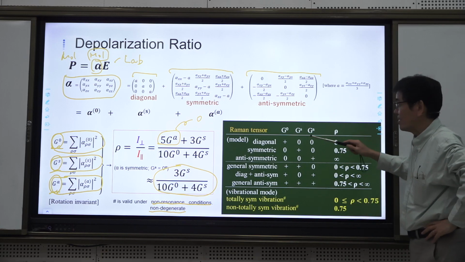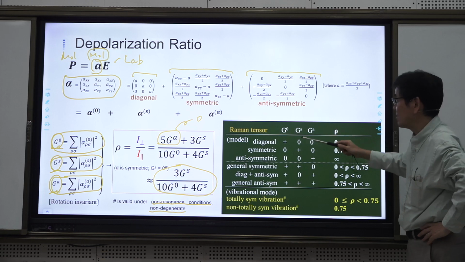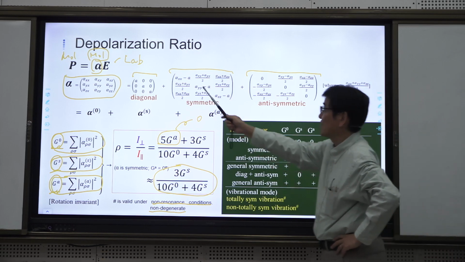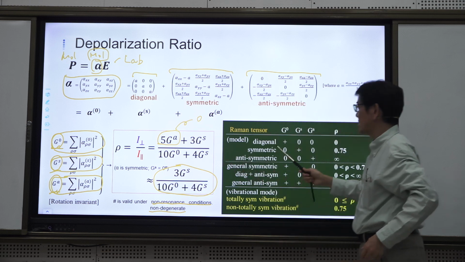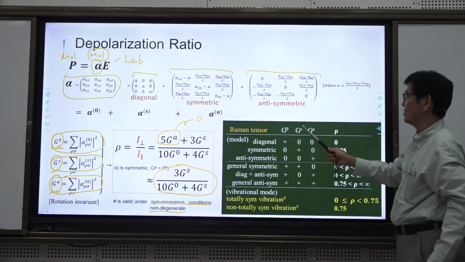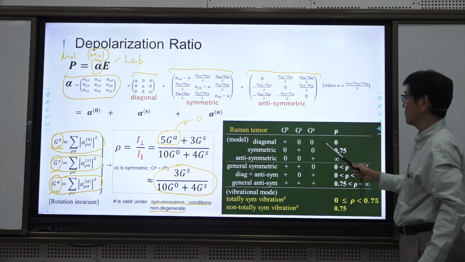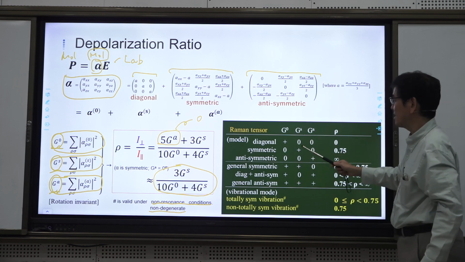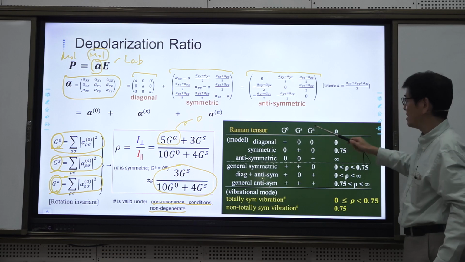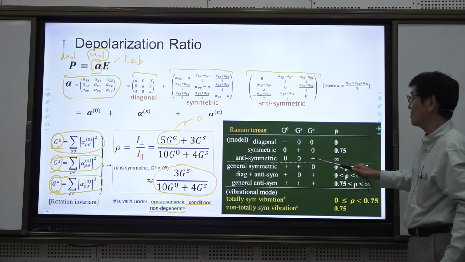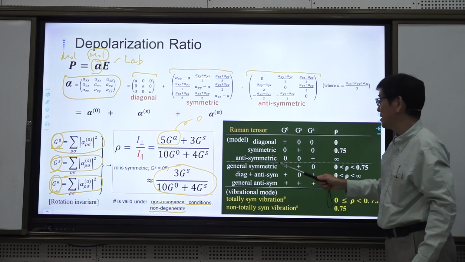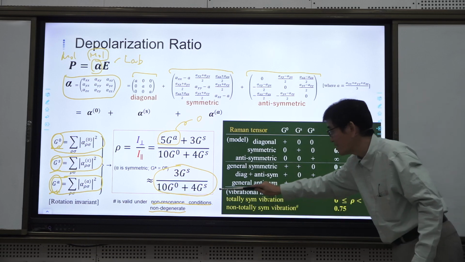So you may check this table later. But in the case of a diagonal matrix, G0 is a finite value, GS and GA are 0. For a symmetric matrix, GS has a finite value. For an anti-symmetric matrix, only GA has a value. And importantly, these two lines.